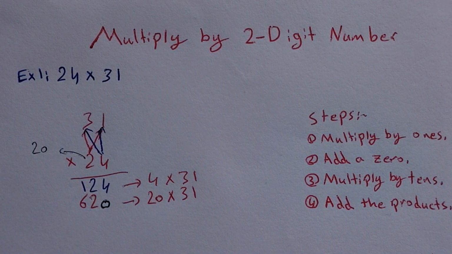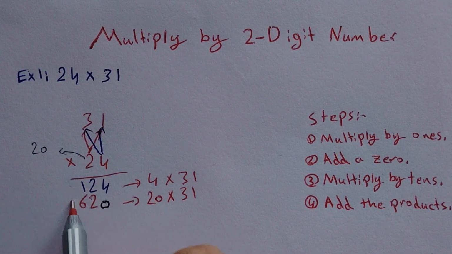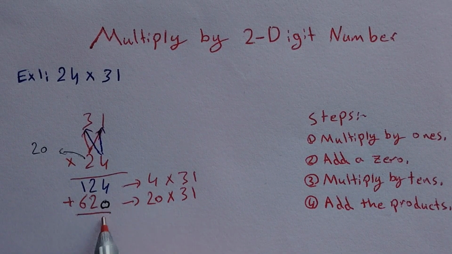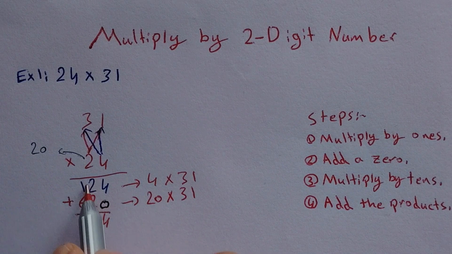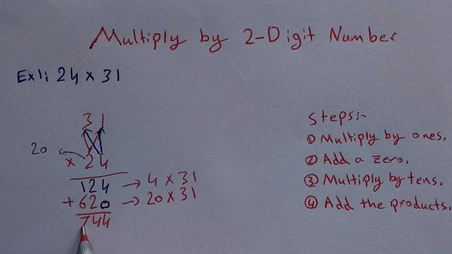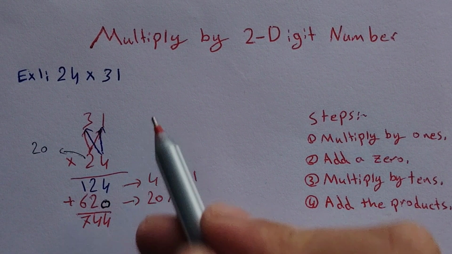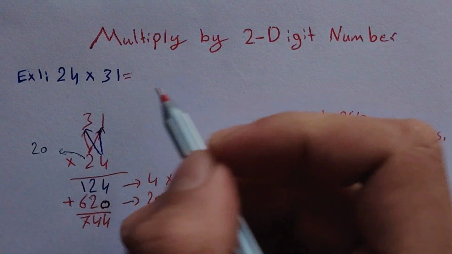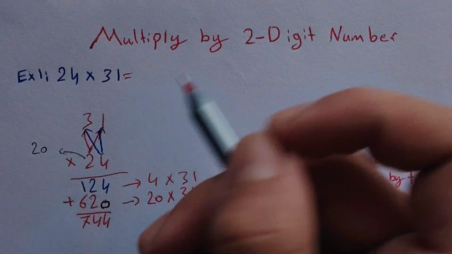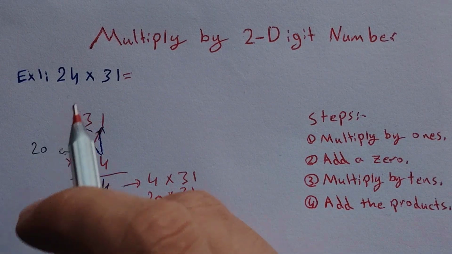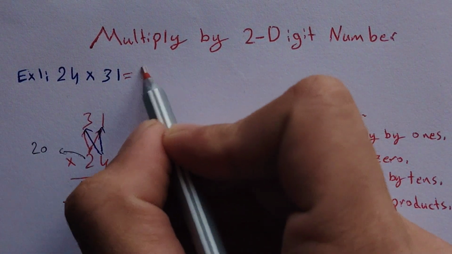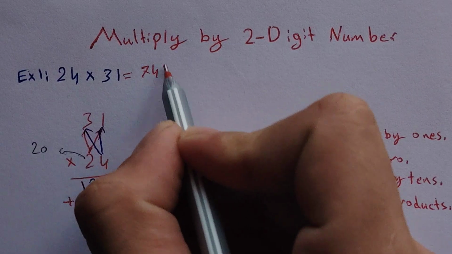Now, what's left to do is to add them together. 0 plus 4, 2 plus 2 is 4, and 1 plus 6 is 7. So 31 times 24, or 24 times 31 in multiplication, if we change the place of the factors, it's the same, is equal to 744.